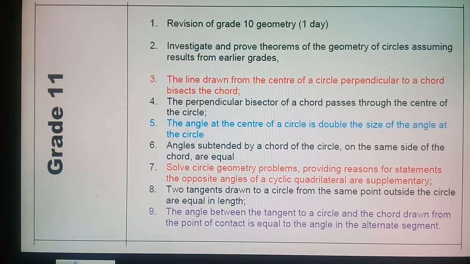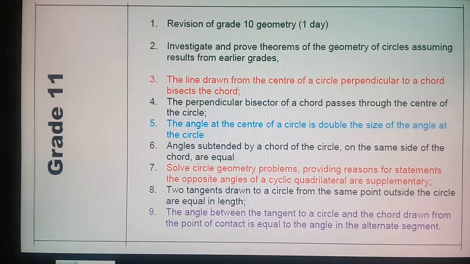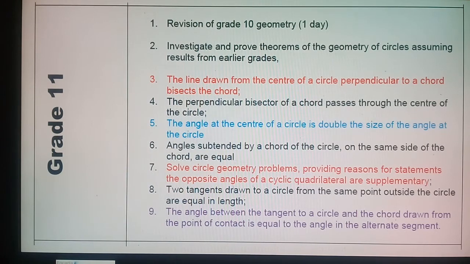You have to know that one. It means in grade 11, you have to know theorems on circles and the work that is done in grade 10, and you're able to provide reasons in those theorems that you are going to do in grade 11. Wow, how nice is mathematics.